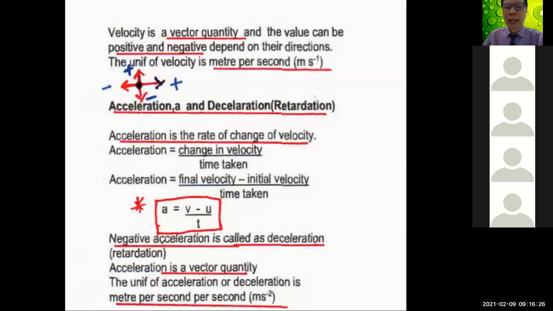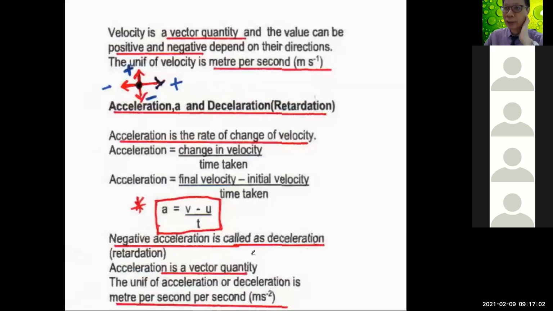Negative acceleration is called deceleration. When you calculate a using the formula and get a positive answer, it means accelerate. When you get a negative answer, it means decelerate, slowing down. Very simple, remember: velocity getting higher and higher is accelerating. When the velocity is decreasing, getting smaller and smaller, it means decelerate. Clear?